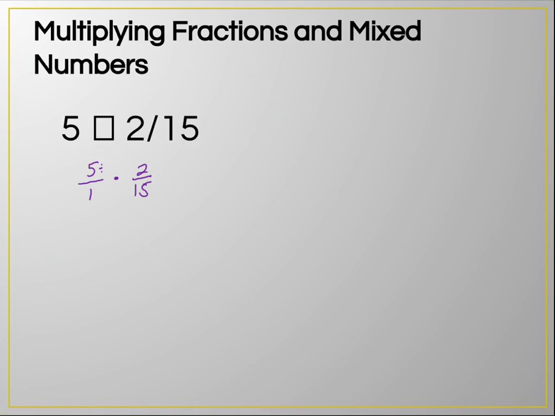So that's what I'm going to do. I'm going to divide them both by 5. 5 divided by 5 is 1. 15 divided by 5 is 3. So then I'm going to have 1/1 times 2/3, and I'm going to multiply across. 1 times 2 is 2. 1 times 3 is 3. So 2/3 then is my answer.